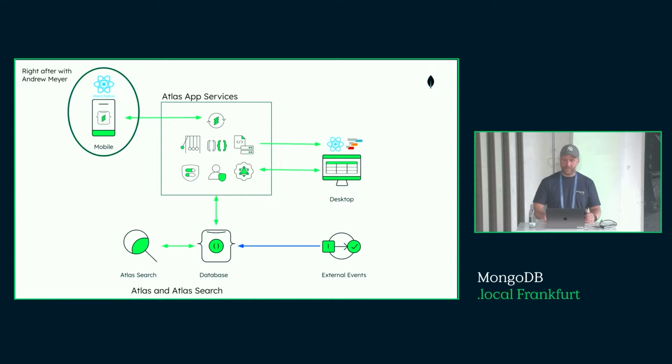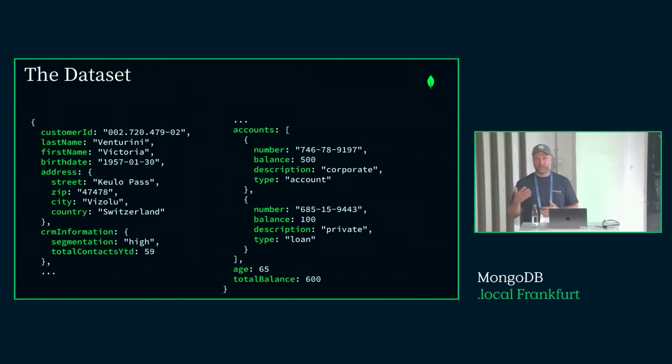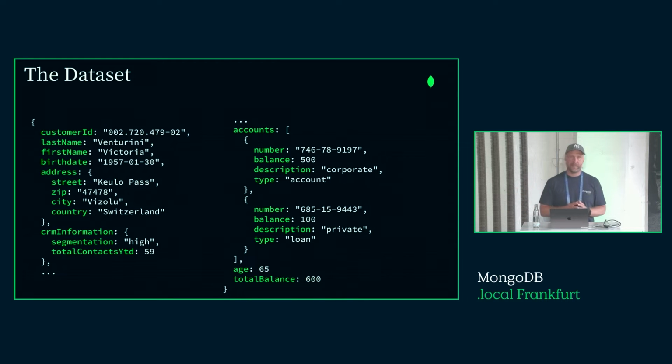Okay, let's dig in. I take you on the journey and will show you first of all what the data set looks like. This is a fictional data set. It could be a bank, a shop, anything. You have customers, they have names, addresses, some CRM information, and they have accounts, and these accounts obviously have balances.